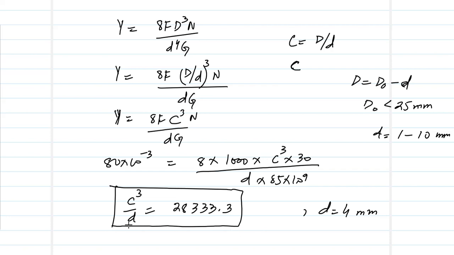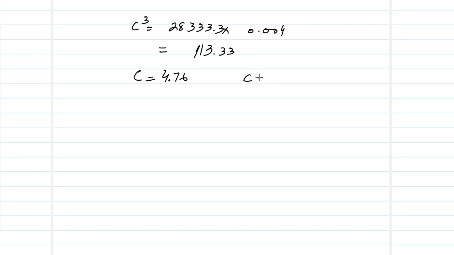So if I take this value, wire diameter of 4 mm, so C cube will be 28333.3. Your wire diameter is taken as 4 mm, so into 0.004. That value will come out to be 113.33. So your C will come out to be, if I take a cube root of this, it becomes 4.76. Again check the C, that range between 3 and 21, and in this case works fine. So okay, no problem. Let's go.